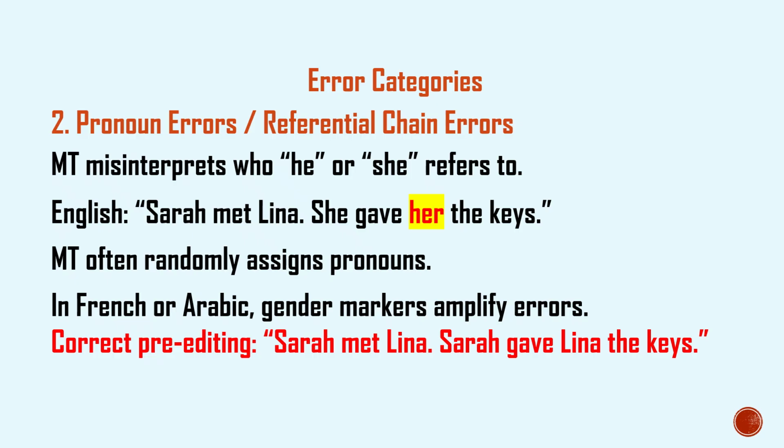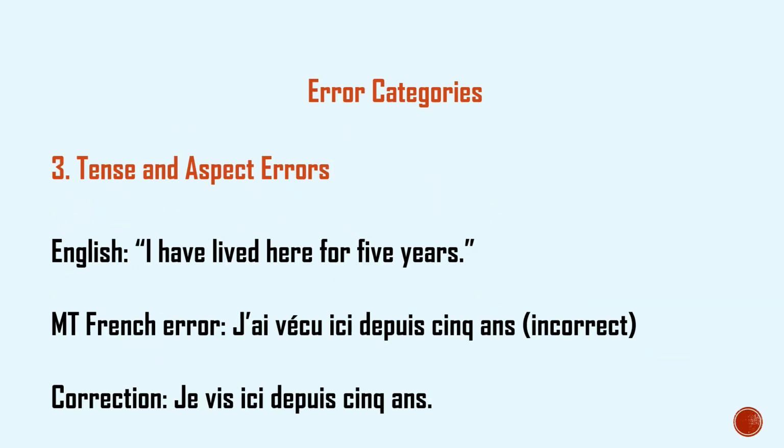In order to avoid that the system misinterprets the pronoun or knows correctly what the pronoun he or she refers to, we need to pre-edit the sentence as follows. Sarah met Lena, Sarah gave Lena the keys. The third category of errors in neural machine translation output are tense and aspect errors. Tenses are usually difficult for machine translation systems to handle, and the systems often misinterpret tense continuity.